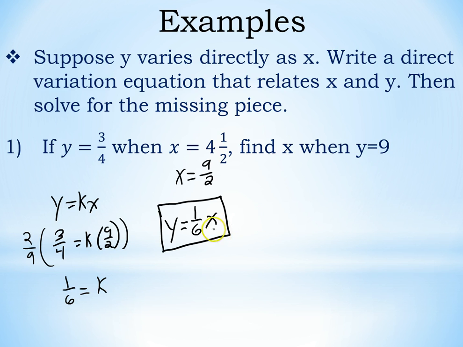We're now going to take that 1/6x and plug in y equals 9 to solve for x. So it'll be 9 equals 1/6 of x. Multiply both sides by 6 to get rid of the fraction. So x equals 54.